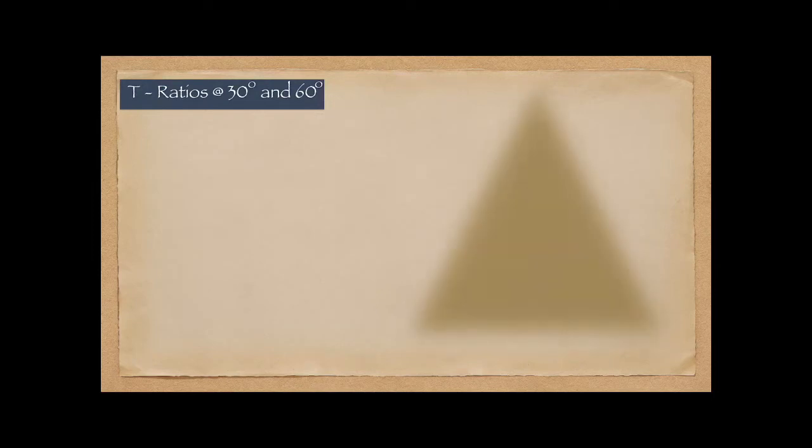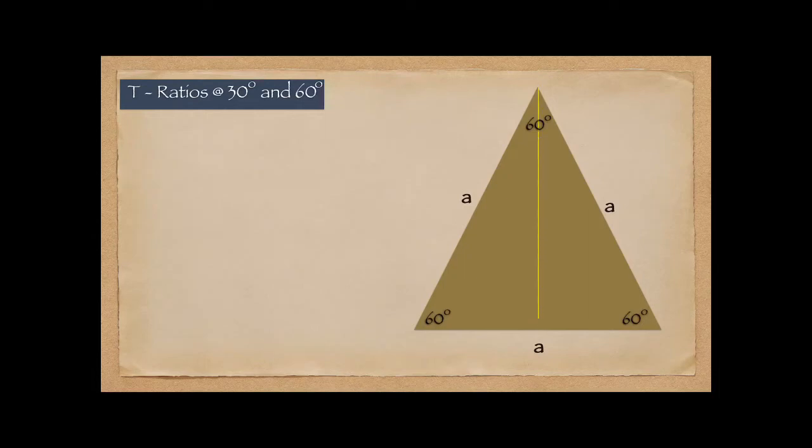For this, take an equilateral triangle where all angles are 60 degrees and all sides equal to a. Drop a perpendicular from a vertex to its opposite side. As this is an equilateral triangle, this altitude will be median as well as angle bisector. So the side is divided into two equal parts, each a by 2, and the angle into two equal angles of 30 degrees.